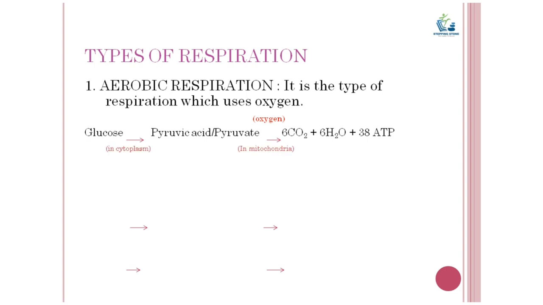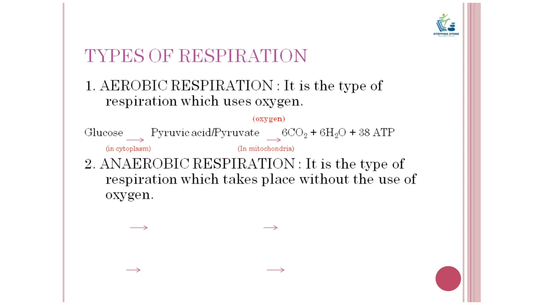So first, glucose converts into pyruvate. This happens in the cytoplasm, and from pyruvate energy, 38 ATP molecules are produced. This takes place in the mitochondria of the cells. So hence mitochondria are also called the sites of energy production.